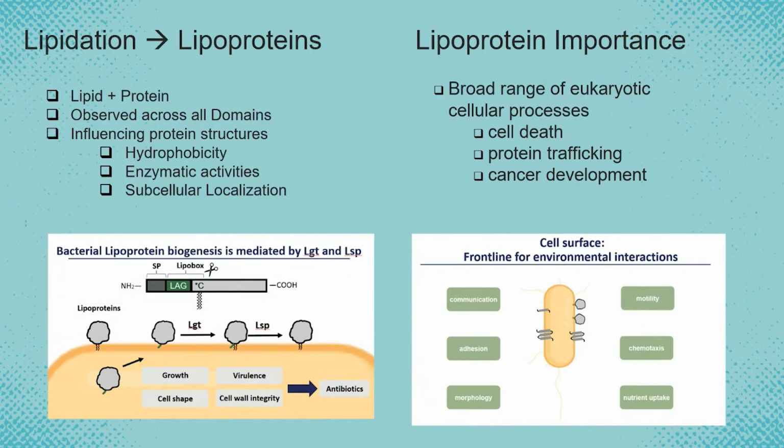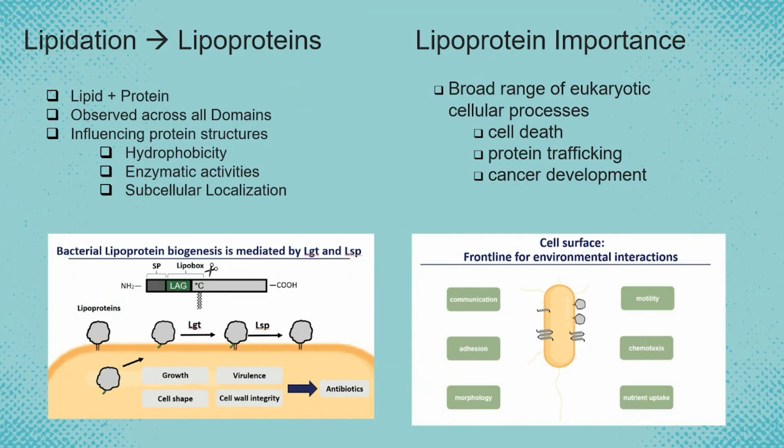Lipidation leads to lipoproteins. Lipoproteins are lipids combined with proteins, with lipid molecules attached to the protein. It's observed across all domains. An important thing to note is that lipoproteins affect hydrophobicity, enzymatic activities, and subcellular localization. As we can see right here, lipidation affects how an organism communicates, adhesion properties, morphology, chemotaxis, motility, and nutrient uptake.